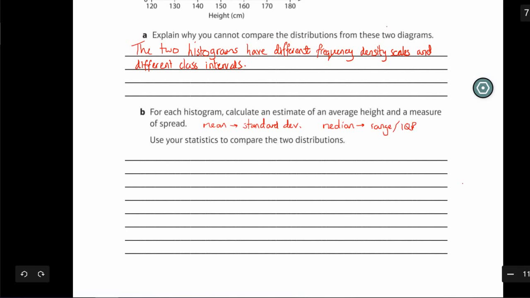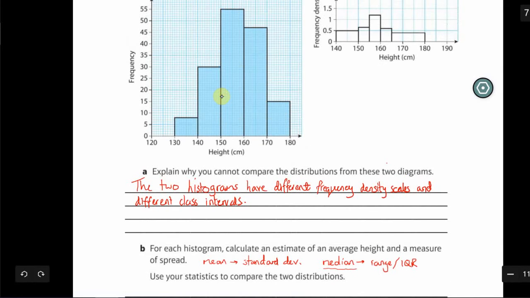Now, neither of these are going to be easy to find, the mean or the median. I'd say probably the median would be slightly easier, so let's go with that one. Right, so when you're finding the median from a histogram, we need to find the middle bit of data. We need to find out how many bits of data there are, therefore.